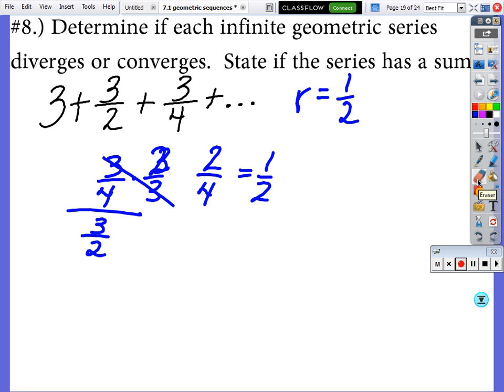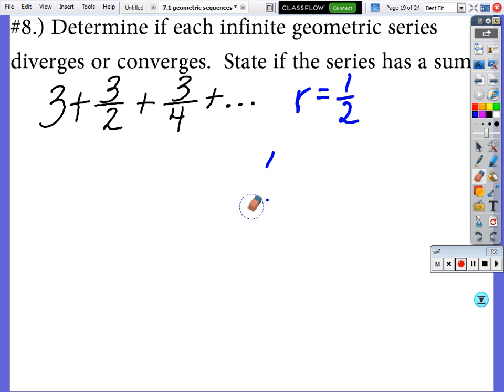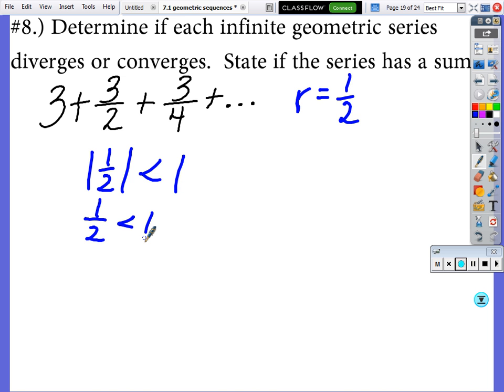Does everybody see how I did that algebraically? Or you could just look at it and say, I see I'm multiplying by 1/2 to get from one term to the next. So R is equal to 1/2. So then say, okay, the absolute value of 1/2, is that less than 1? Is 1/2 less than 1? Yes, so we can find the sum. It's getting smaller and smaller. So you'd say, yes, we can find the sum, and so it converges.